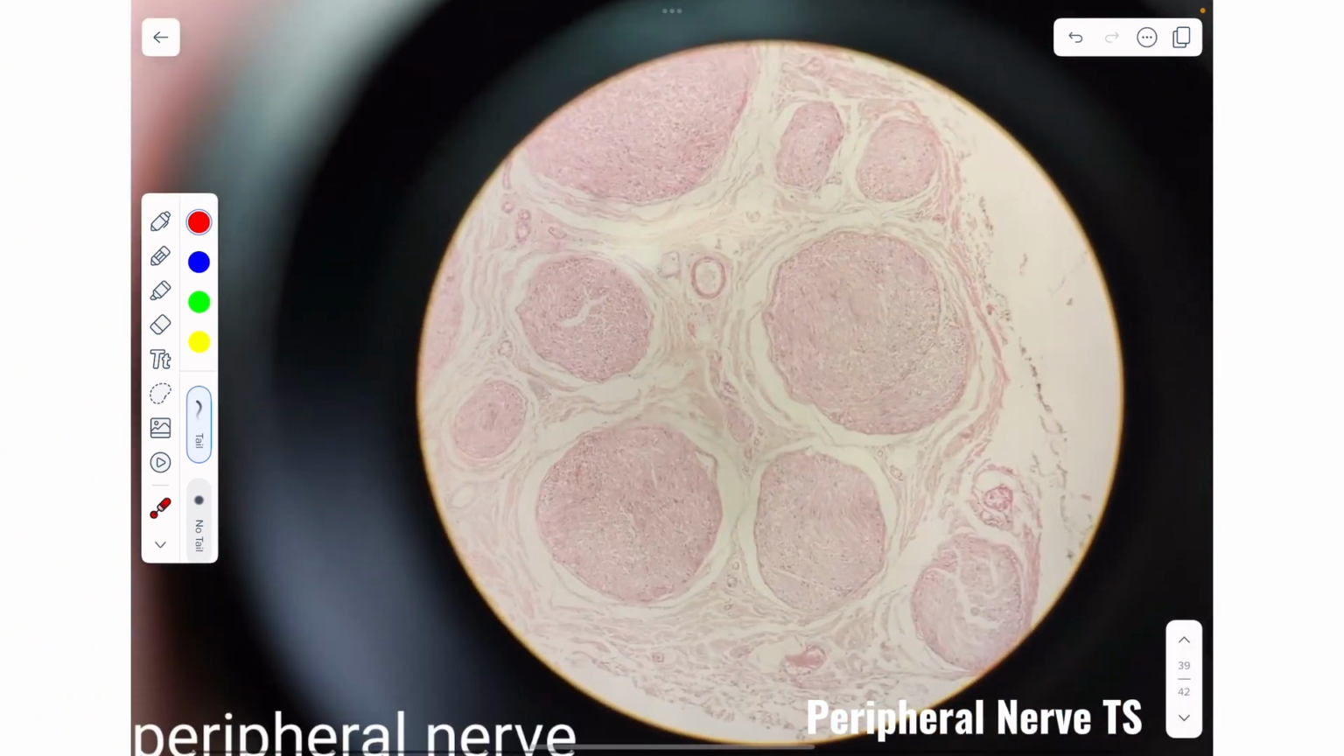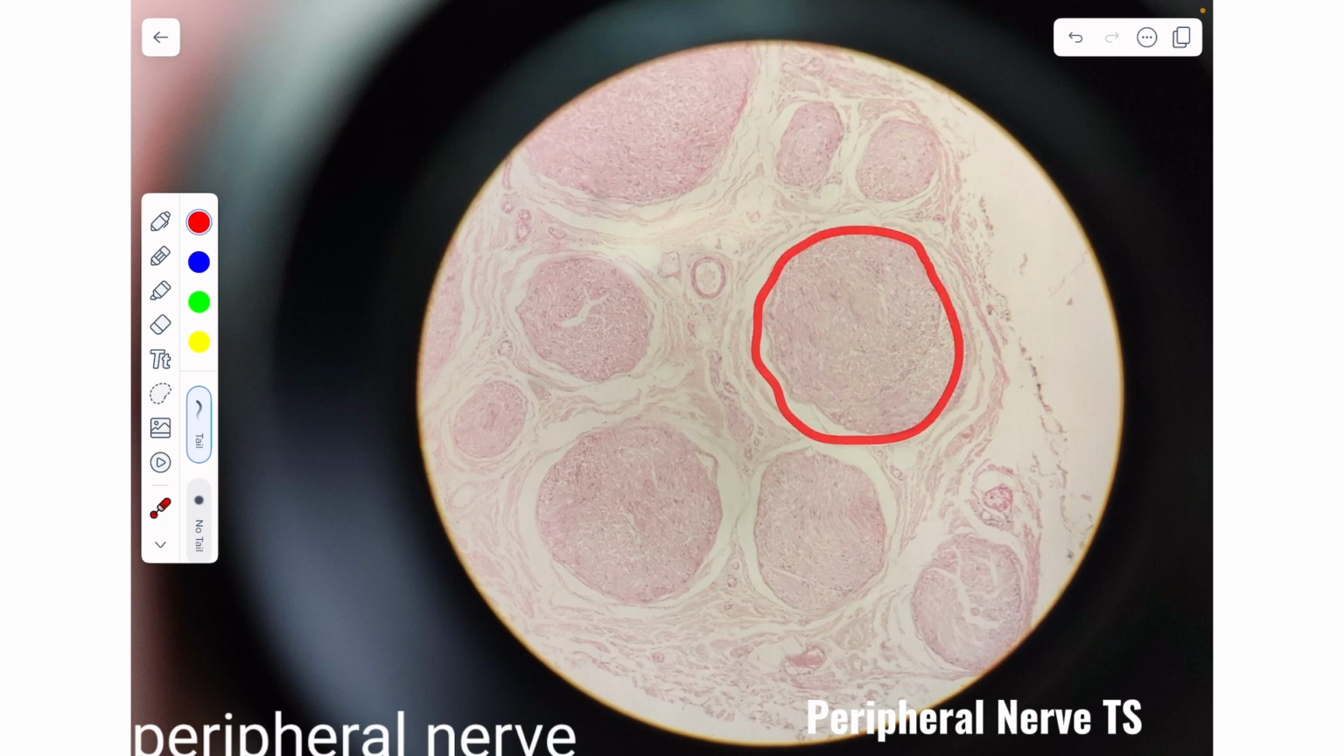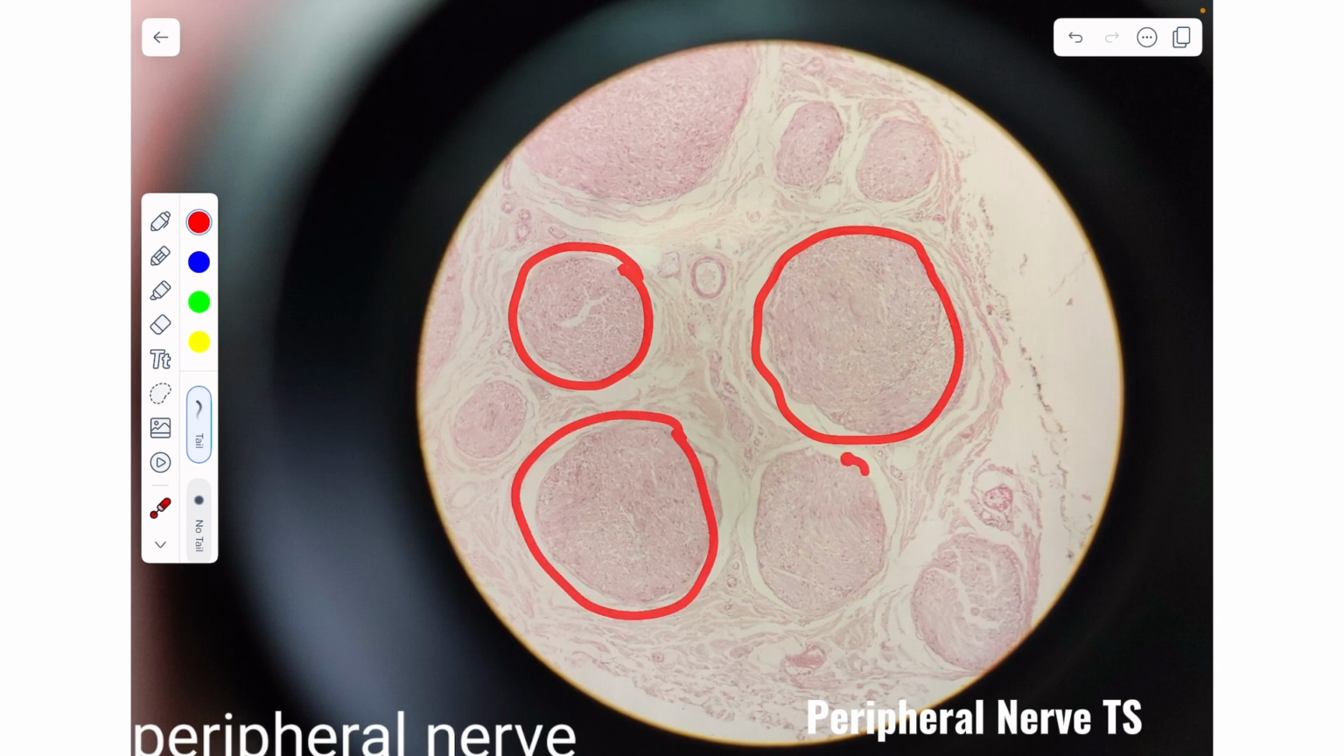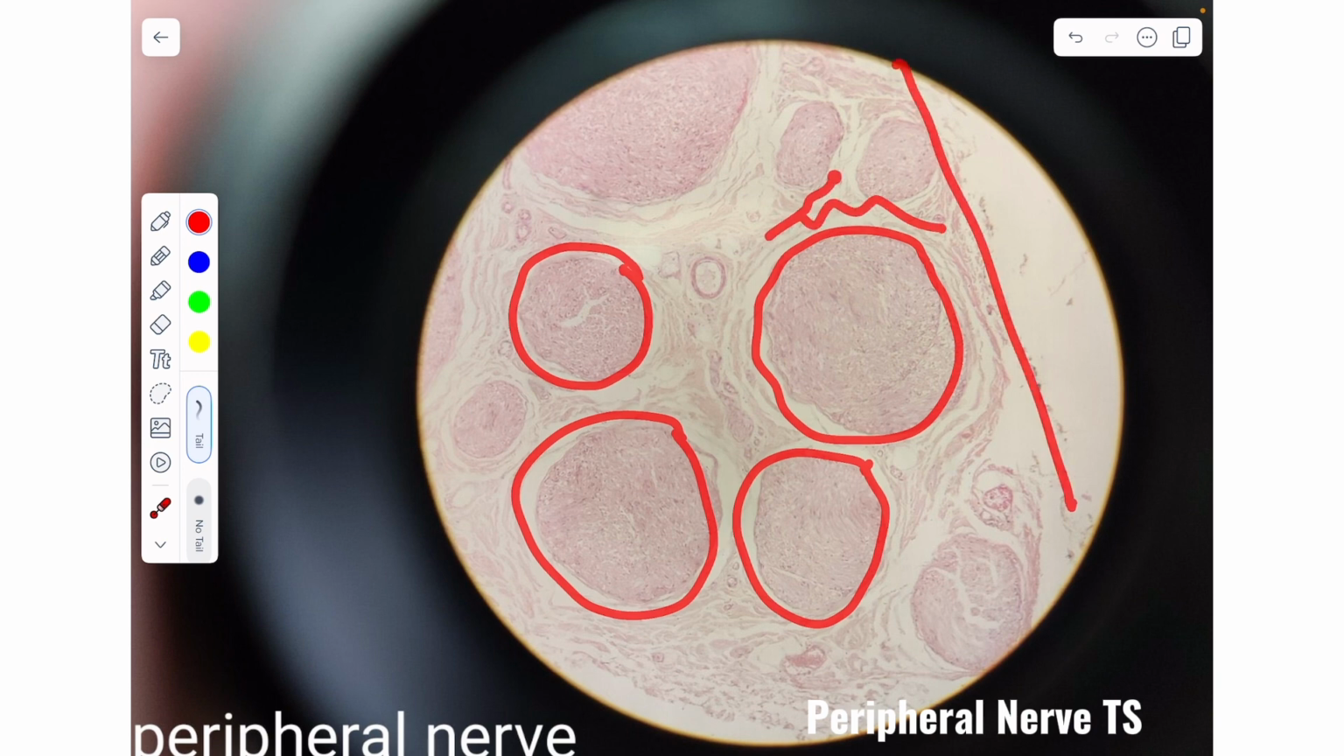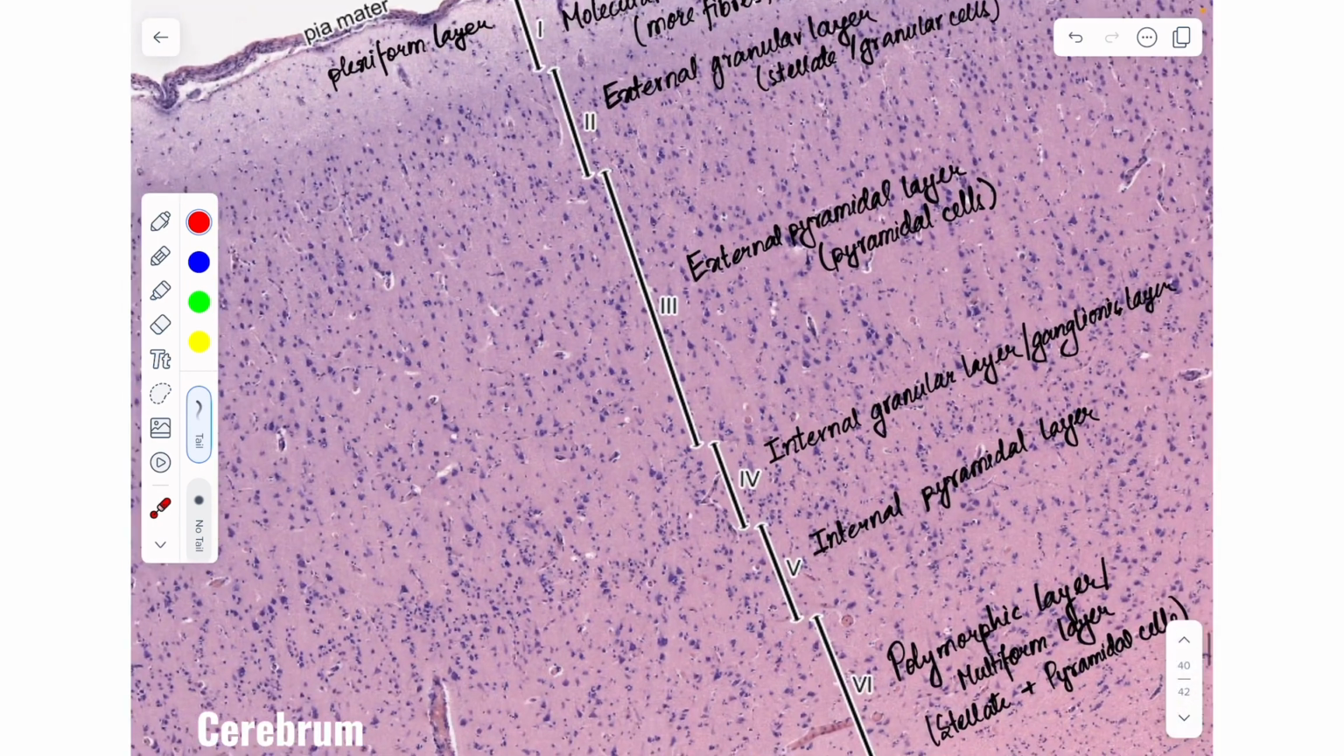Okay, in this particular slide, I can see a much greater number of fascicles. So you can see fascicle covered by perineurium, fascicle covered by perineurium, and perineurium covered by external epineurium and internal epineurium. Okay, so here's the next slide.